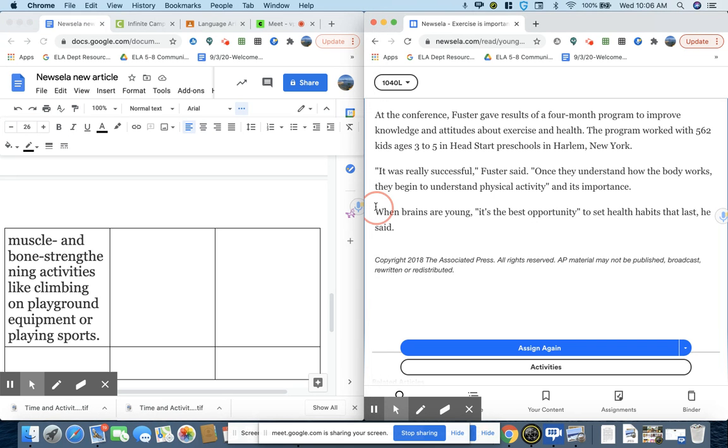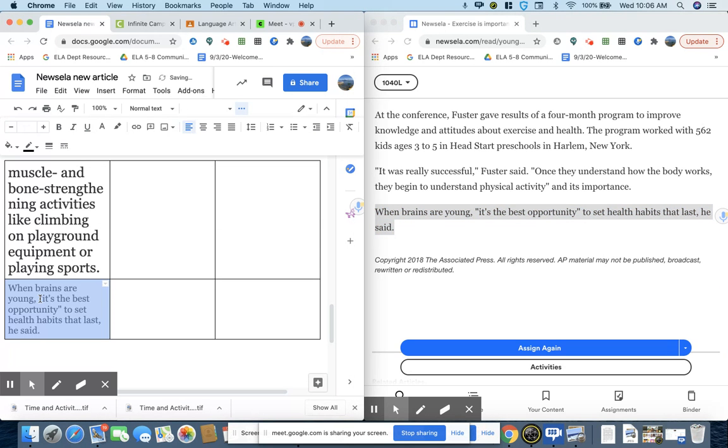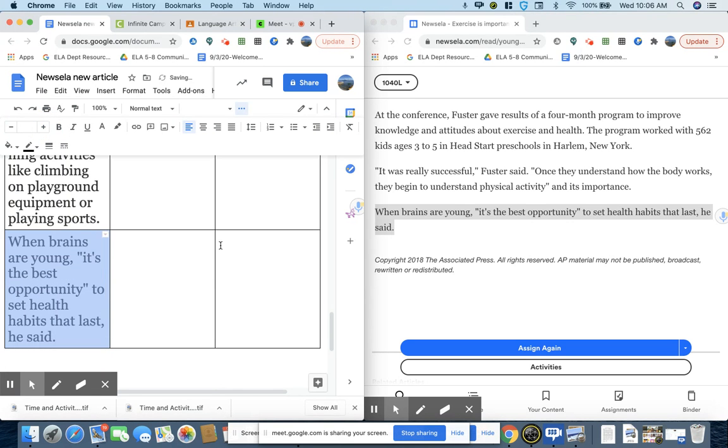All right, so let's use this last sentence, which is from the last paragraph. Okay, so we should be able to see that. I'll just put the last paragraph.